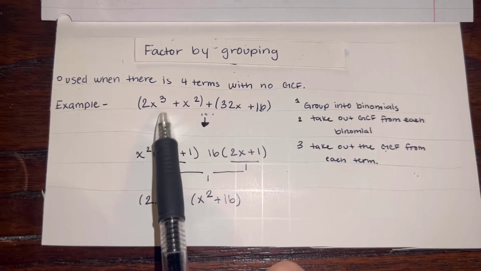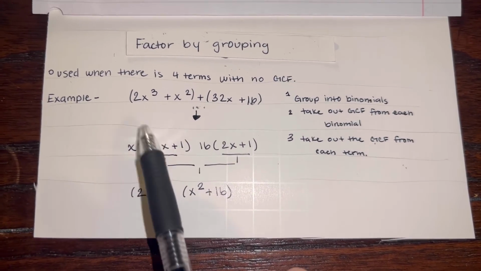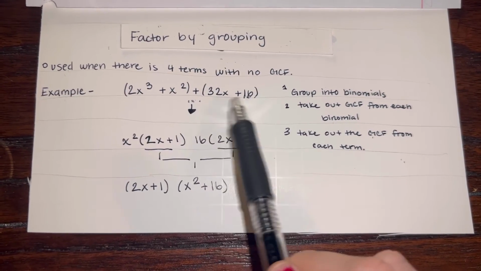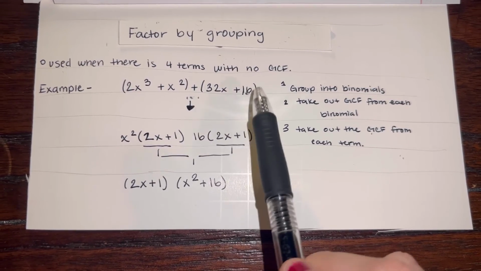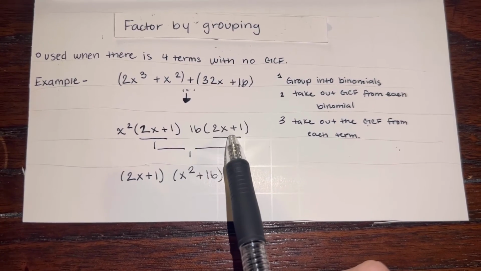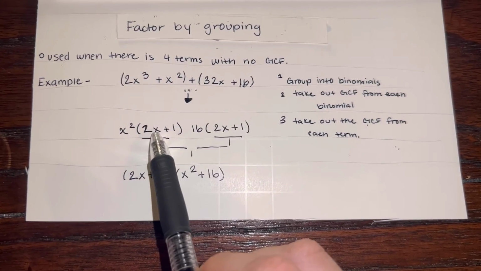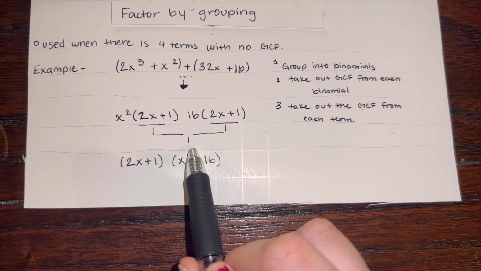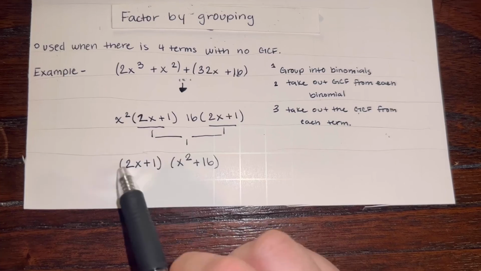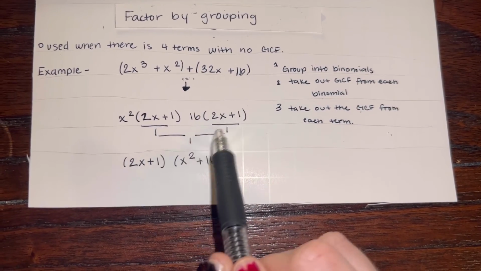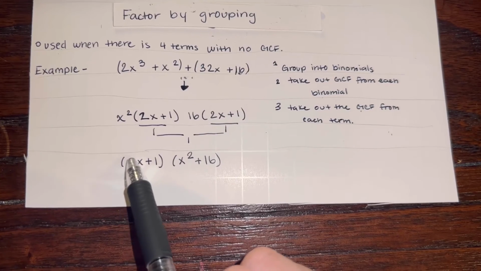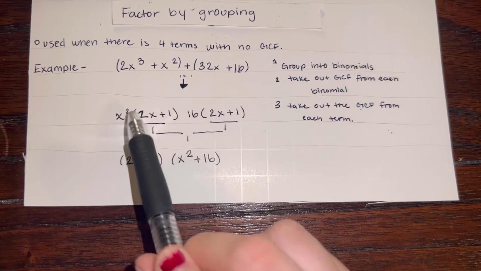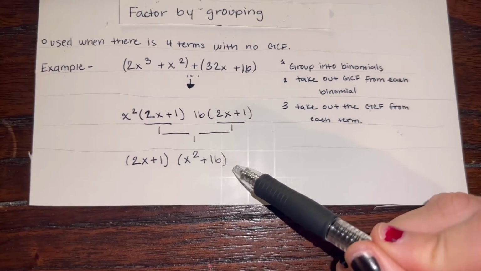On the first binomial, I can take out x squared, and I'm left with 2x plus 1. For the second binomial, I can take 16 out of both of the coefficients, which will leave me with 2x plus 1. As you can see, both of them are the same, and this will give me my answer. What you do is that if both are equal, you would do 2x plus 1 as your first binomial. Your second binomial will be x squared plus 16, and that will be your answer.